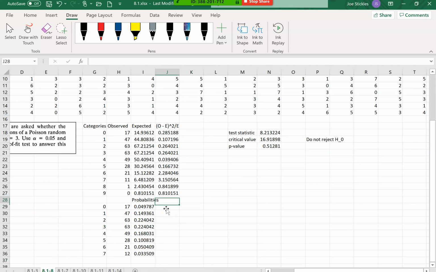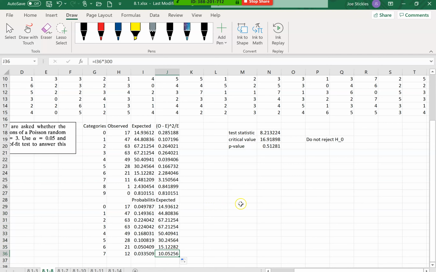And now for my expecteds, these will be my expected values. I'm going to do those probabilities times the 300. Now notice that when I get all the way down to 6, the values should match the ones from the previous time. It's just the 7 that will be a little bit different. So notice the ones down to 6 all match. When I get to 7 now, I see an expected value of 10.